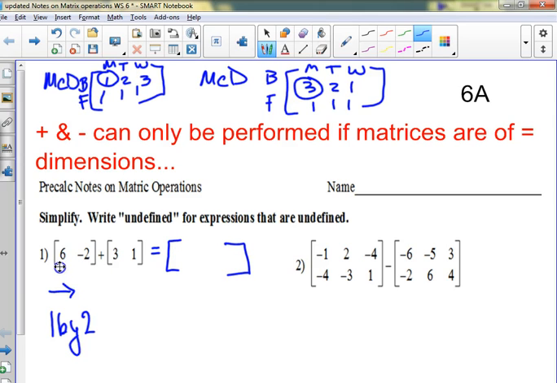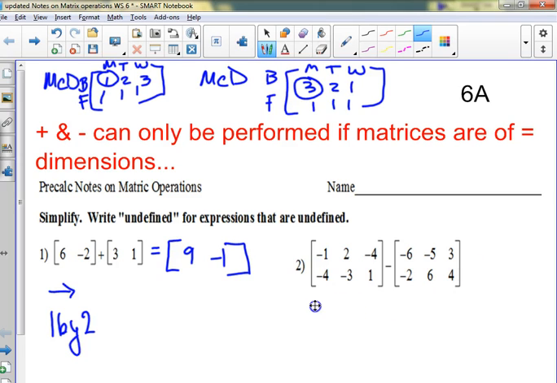And you just add row 1, column 1 to row 1, column 1 in the second matrix. So 6 and 3 is 9, and -2 plus 1 is -1. Does that seem easy? Can handle that?